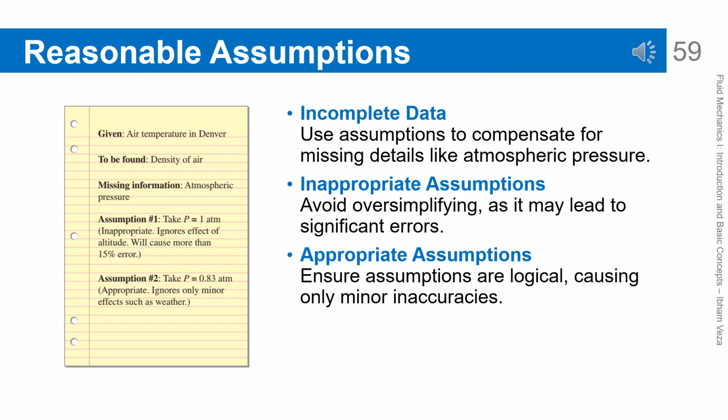Reasonable assumptions. When data are incomplete, assumptions must be made, so the problem can still be analyzed. However, unreasonable assumptions can lead to large errors. Good assumptions only cause small deviations from reality. The ability to choose appropriate assumptions is an important engineering skill. This is the difference between smart and dangerous simplification.